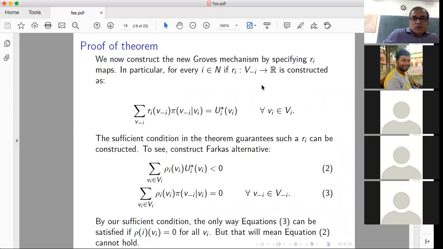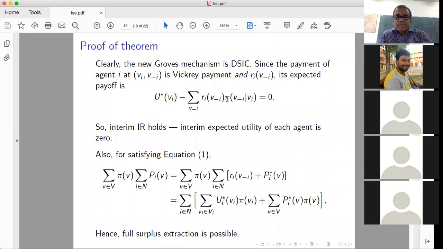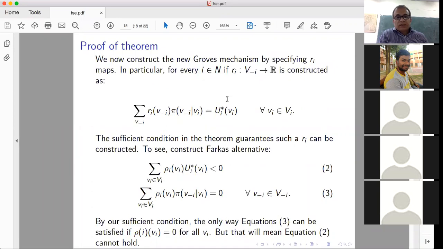So the place where we have used our sufficient condition basically ensures that we have these RI functions, so that the expected participation fee is exactly equal to the payoff in the Vickrey auction. Is this unique? Not necessarily. There might be multiple solutions to this. This just says that there exists some RI, but there might be more than one RI.